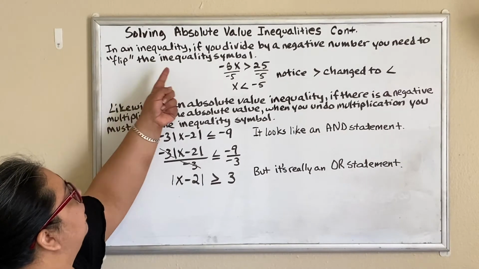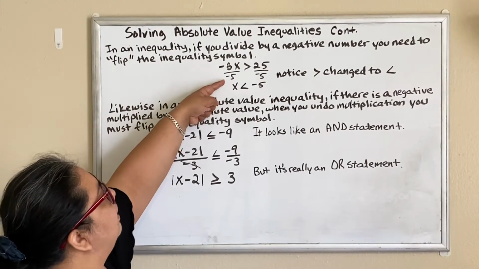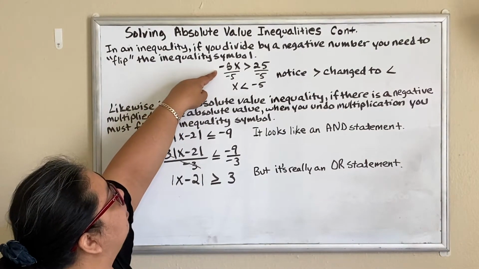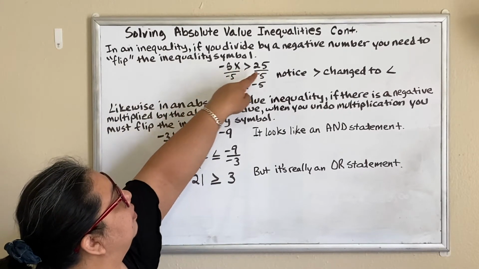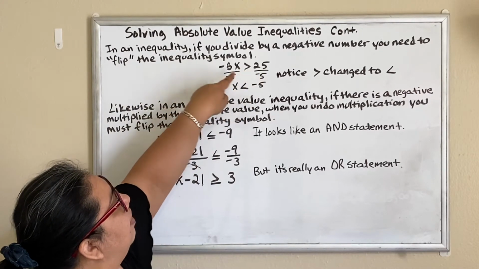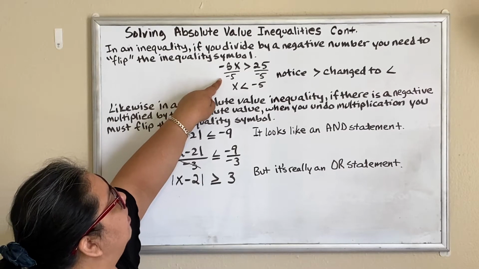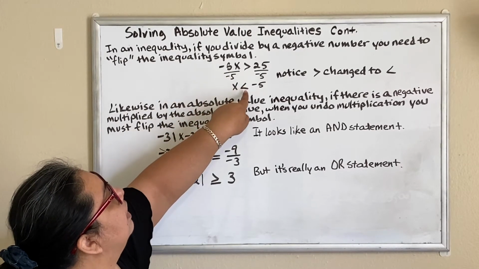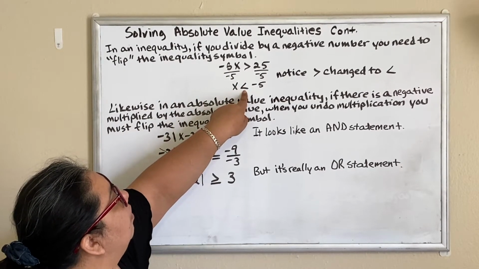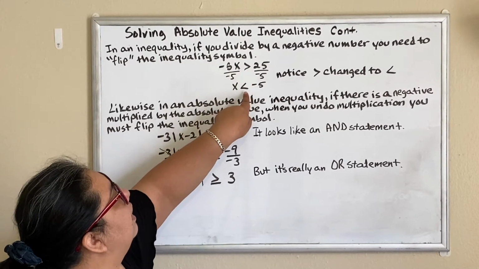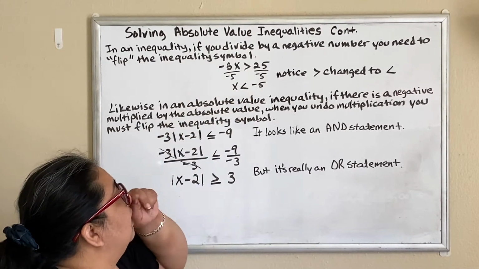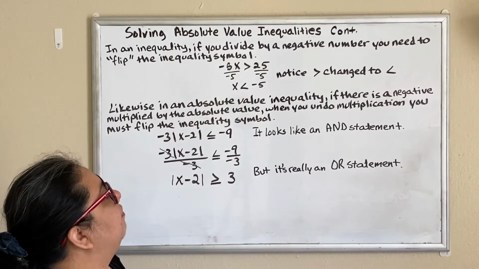In a regular inequality, if you divide by a negative number, so here's a little example, negative 5x is greater than 25. I divide by negative 5 on both sides. When I divide by a negative in an inequality, it flips the inequality symbol. So it flipped from greater than to less than. So I end up with x is less than negative 5.